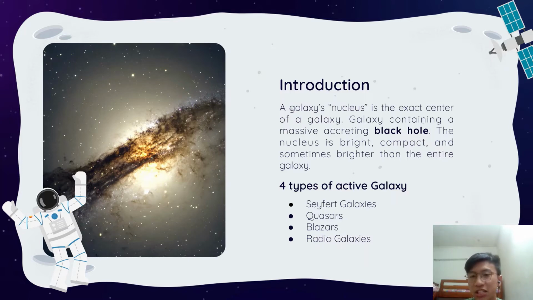This type of galaxy represents a very small percentage of all galaxies we have detected so far. There are four types of active galaxy, including Seyfert galaxies, quasars, blazars, and radio galaxies. This immense output of the active galaxy is driven by a supermassive black hole at their center.